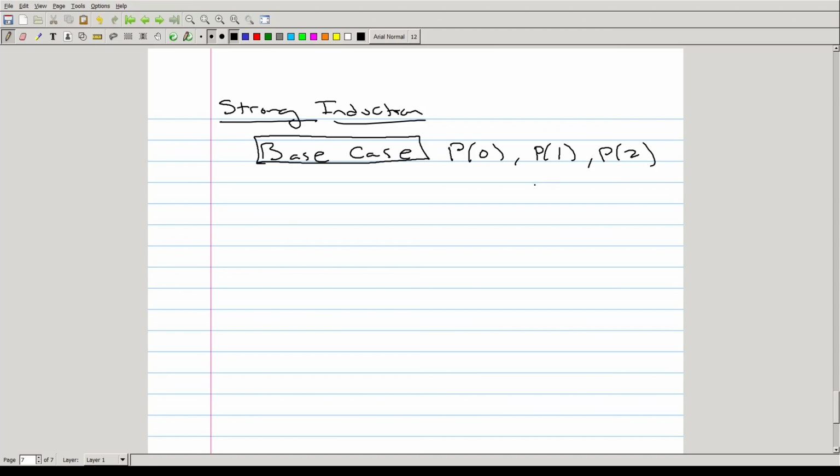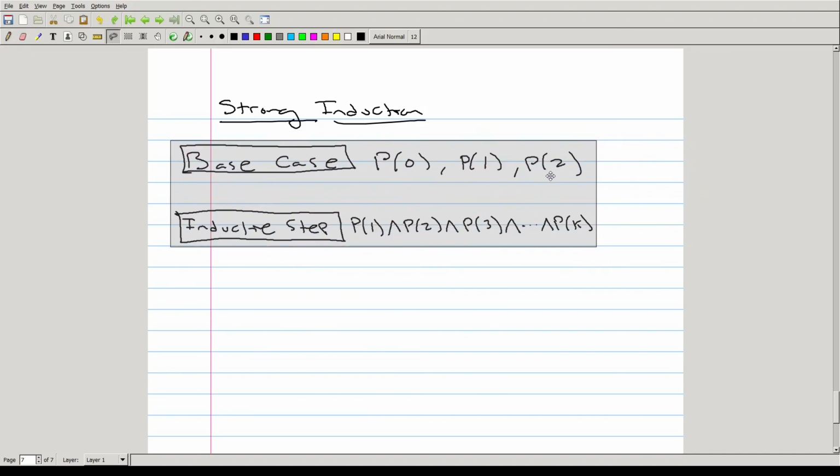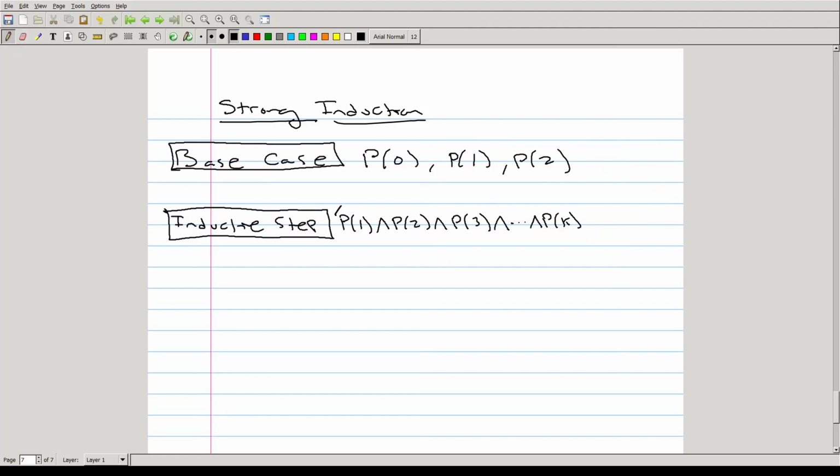But then the inductive step here is a little bit different. The inductive step is to show that if P1 and P2 and P3 and all the way up to PK is true, so if all of these statements are true up to K, then P of K plus 1 is true.